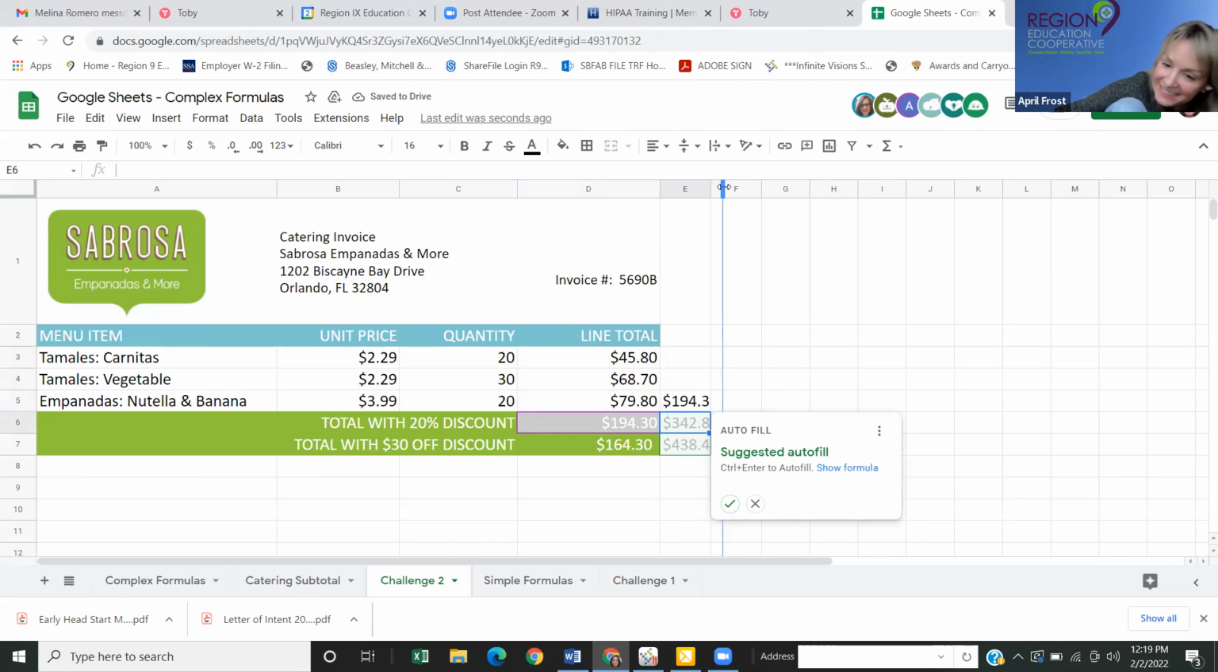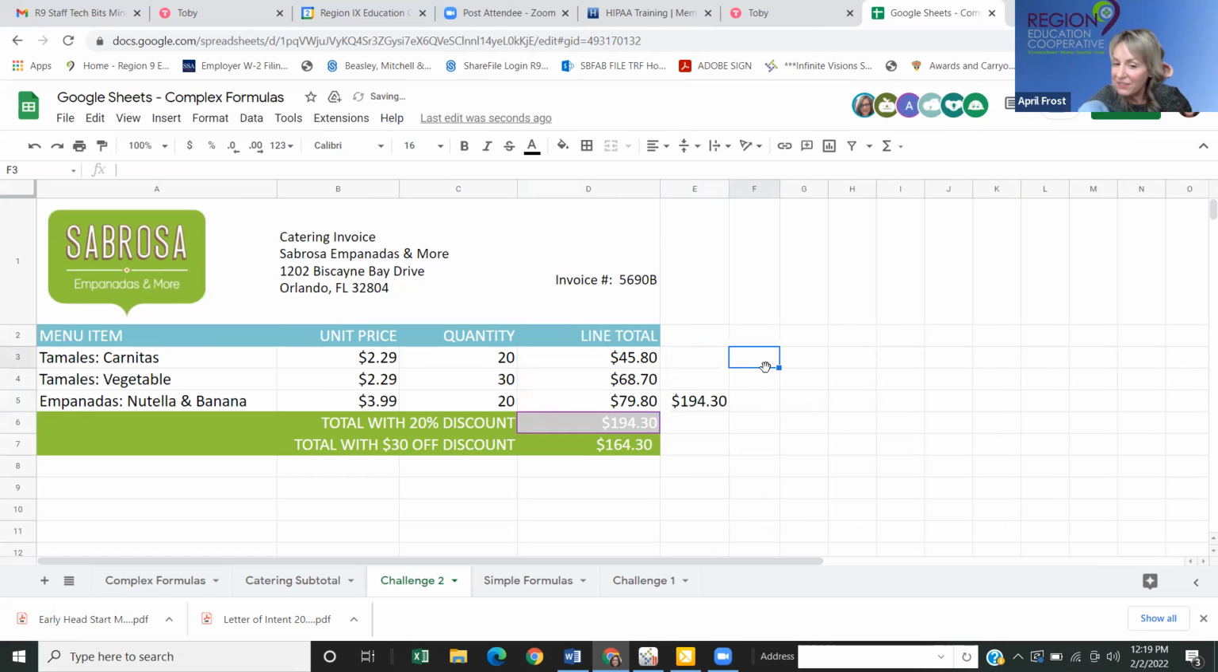Okay. So that's not giving us a total with a 20% discount. That doesn't look like it. Okay. So Carmen just double checked the work and figured out that that wasn't correct. So let's get this formula right with taking our totals.